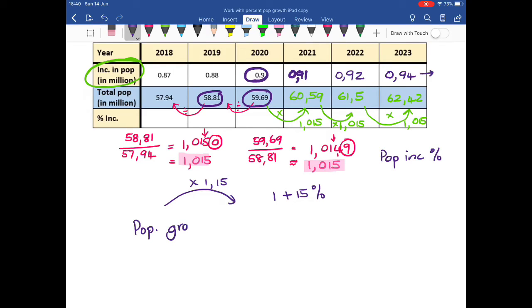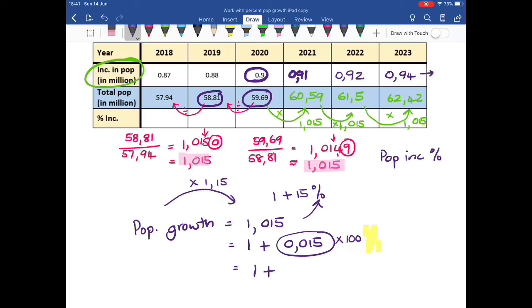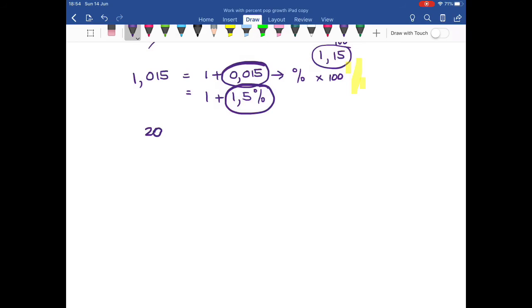Now my population growth is 1,015. So using this idea, I'm going to say that it is 1 plus 0,015, and now I want to change this to a percentage because I want to see what my percentage growth is. So to change a number to a percentage, I multiply by 100%. Now remember, that's not part of the calculation you put in your calculator, so it is going to be 1 plus, if I multiply that by 100, I get 1,5%. So my population is growing by 1,5% per annum.